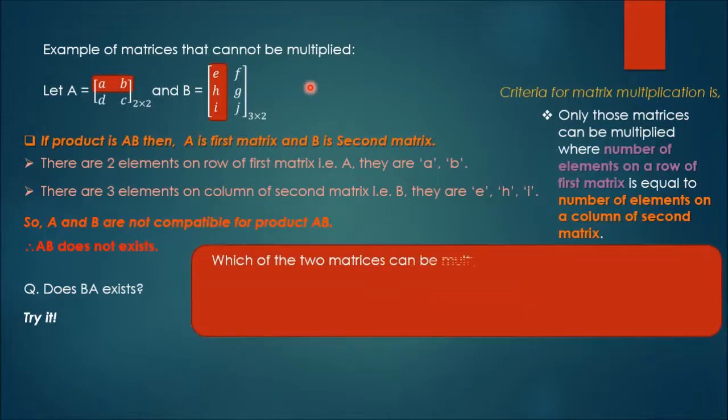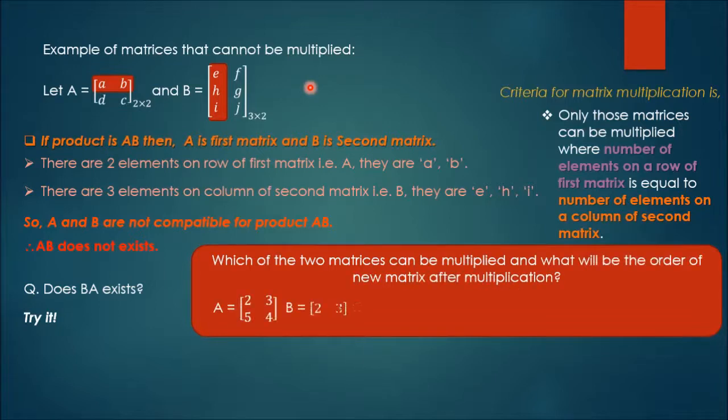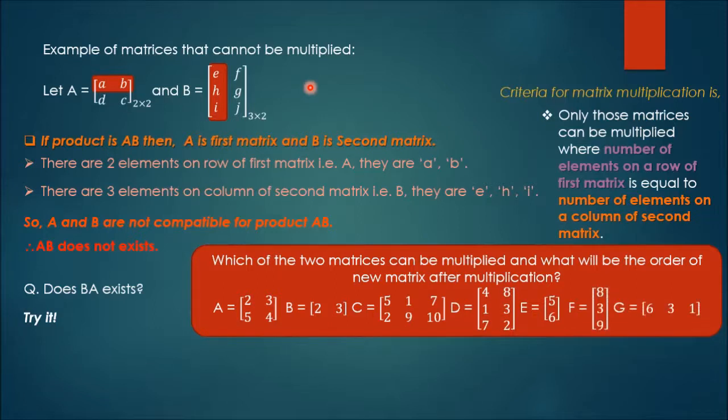Now there is a question for you. Which of the two matrices can be multiplied, and what will be the order of the new matrix after multiplication? Now you can select two matrices. There are 8 pairs of matrices which can be multiplied. Okay, you can pause the video, you can write on your copy and there is an answer for you. Let me show it. Before that you can pause the video and find.